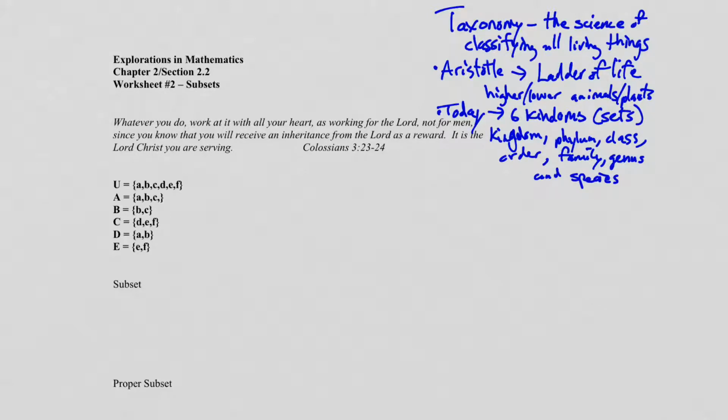So we actually use sets and subsets and classify things all the time, and that was just a quick example in biology. Let's take a look at how we're going to do this in math using the universal set U: A, B, C, D, E, F, and then the various subsets A, B, C, D, and E.